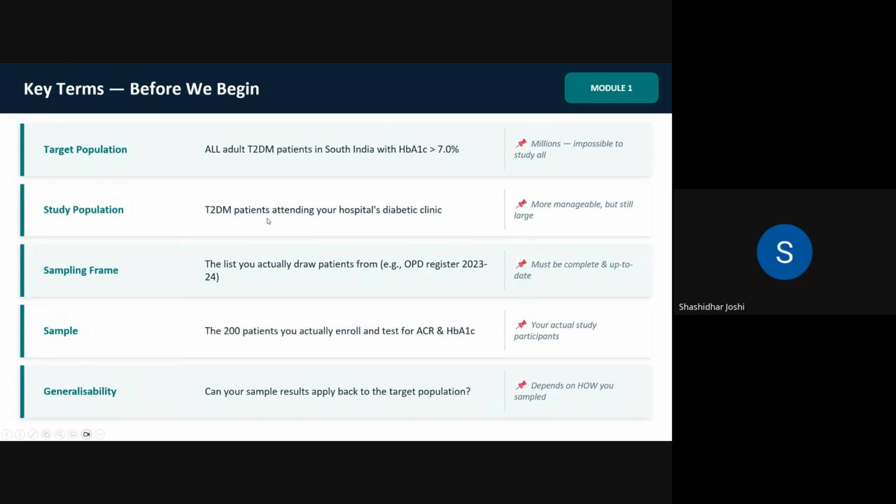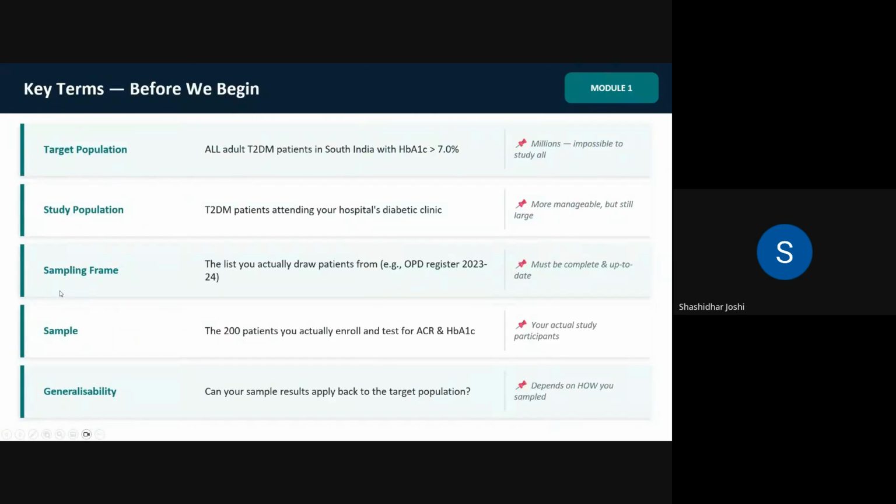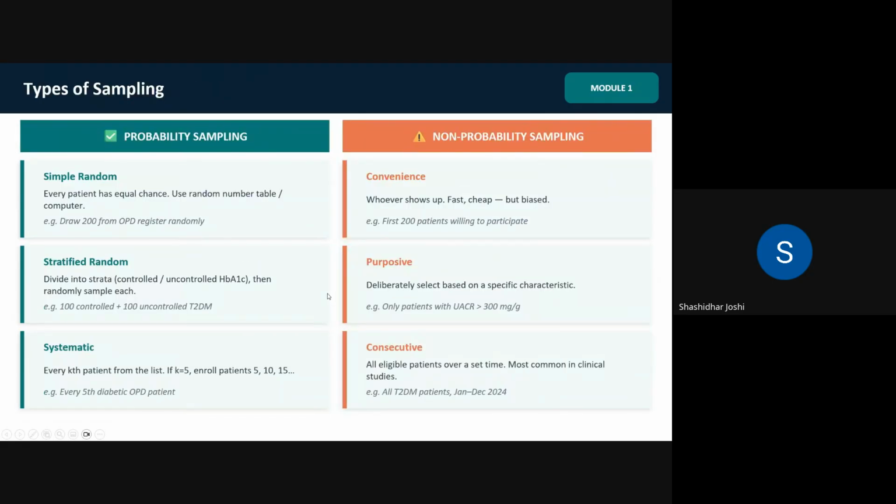So the next thing is, now what types of sampling? Now in the previous slide, if you see again, I'll go back to the previous slide. Two things I told you, right? The third and fourth one: defining the sampling frame, and the fourth one is the sample. These are the key things I told you. The next slide will talk about how you actually select the sample from that register.